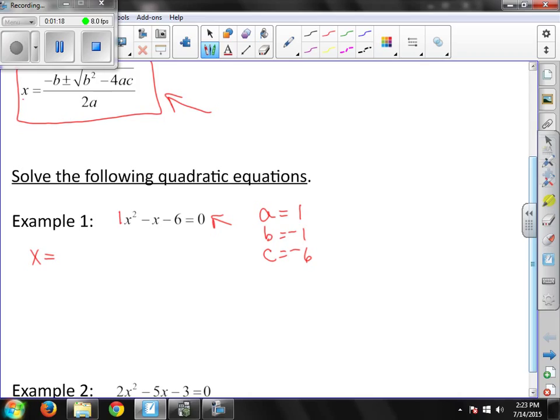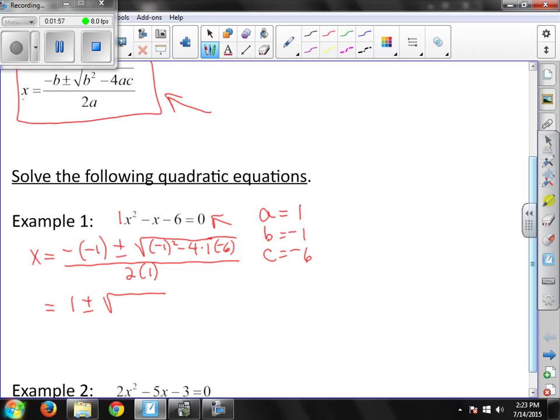So we are just going to plug it into our quadratic formula, and here's what x is going to be equal to. Negative negative 1 plus or minus the square root of negative 1 squared minus 4 times a times c, all divided by 2 times a, which is 1. Notice it's very important to always put your negative numbers in parentheses. Let's start simplifying. I have 1 plus or minus the square root.